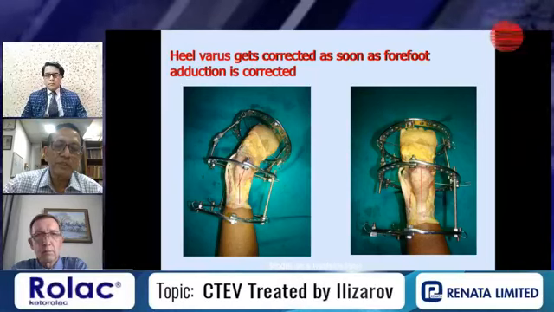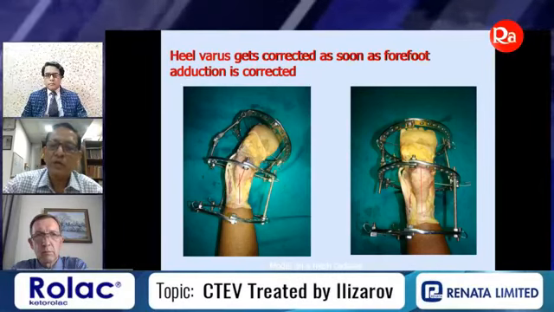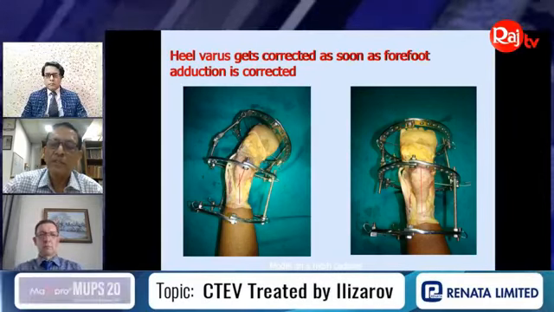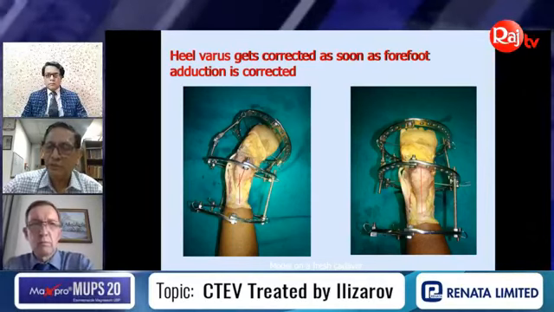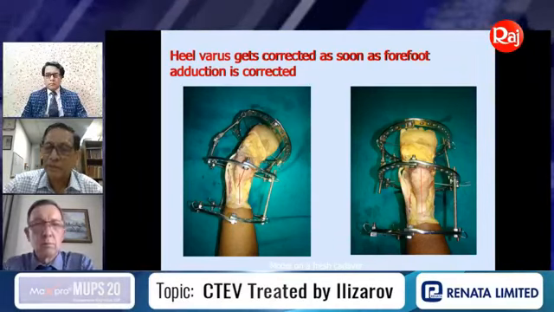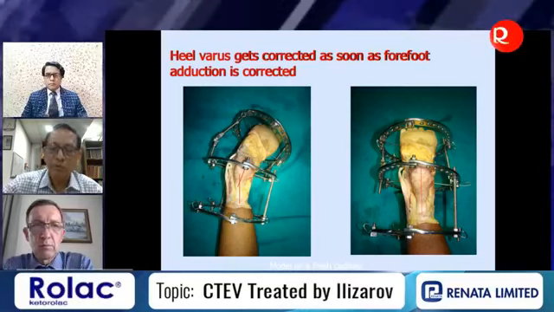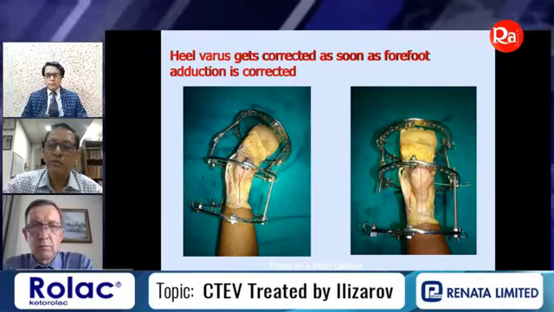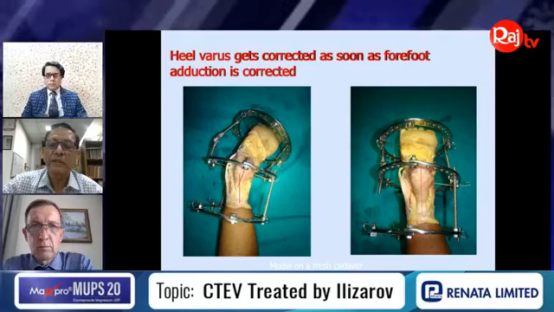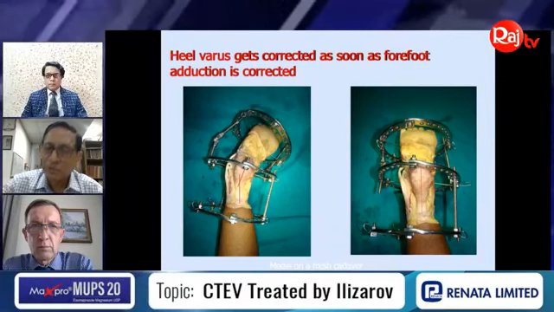So what happens? We have done the dissection in the press model, that as soon as we corrected the deformity of the adduction, we make it neutral or more abduction. So the foot goes from the varus position to the neutral or sometimes valgus position. So that is most important.